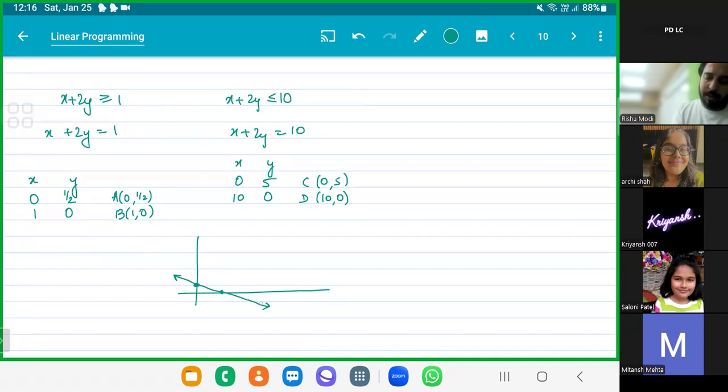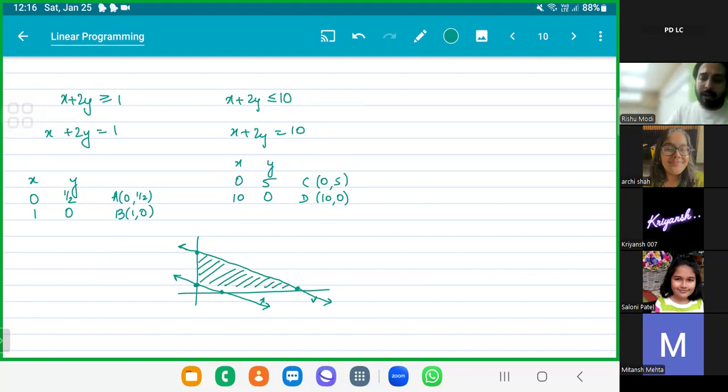And we have to move greater than or equal to, so the region is above that. The other one is (0, 5) and (10, 0). So this is the line and it is less than or equal to 10. So my answer is in between this. Right? So this is my answer.